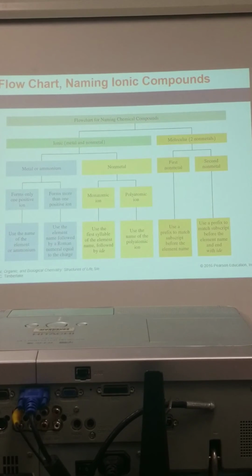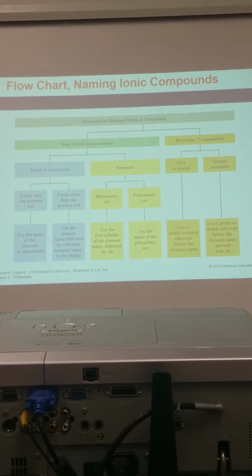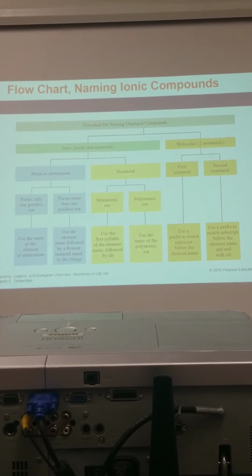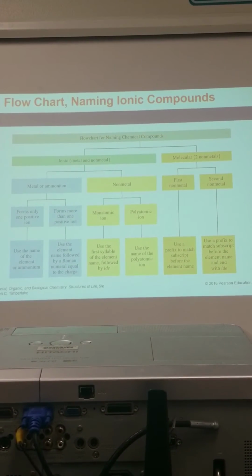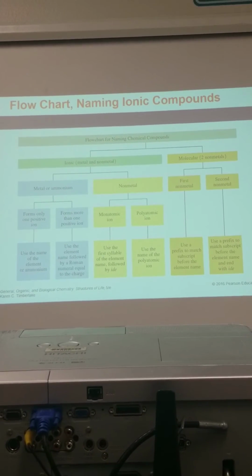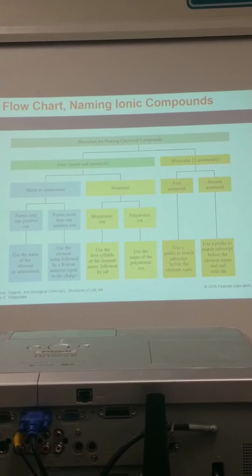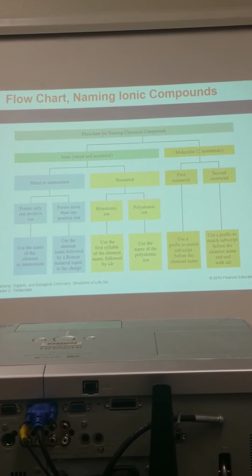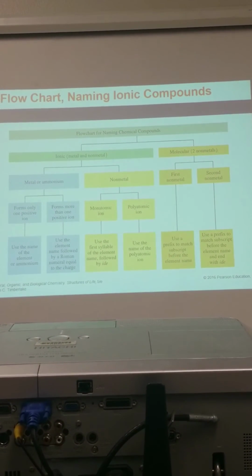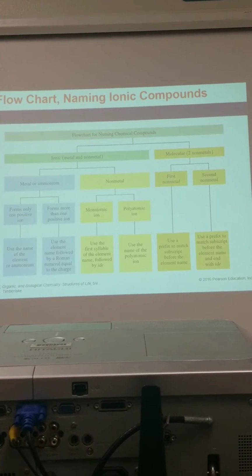If it's a group, it's polyatomic: use the handout, use the table. The table tells you the name, the formula, and the charge. Almost all polyatomic ions end in ATE or ITE, except for these five: azide, cyanide, hydroxide, peroxide, and thiocyanate. Those end in IDE. So name the metal, then name the negative ion: IDE, ATE, ITE. Those are your only three choices.